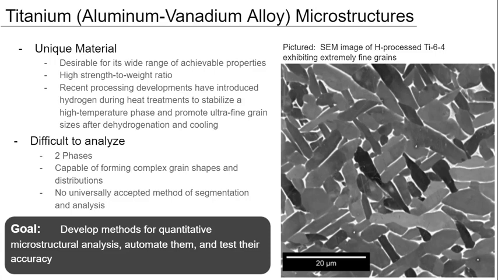Its grains tend to be very complicated shapes, and there's no universally accepted method for segmentation or shape analysis. So the goals for this project were to develop methods for quantitative microstructural analysis of this microstructure, automate them, and then test their accuracy.